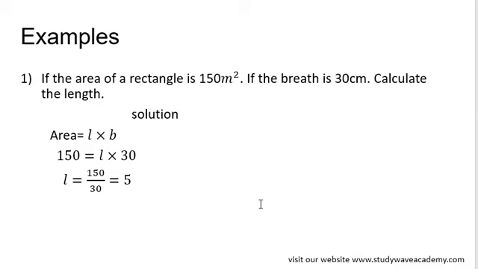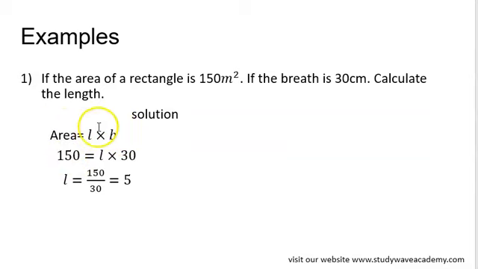We have other examples here. In this example, let's read. If the area of the rectangle is 150 meters squared, and the breadth is 30 centimeters, calculate the length. Here we have been given the area. This rectangle has the area. So now we have to calculate the length. Okay, so when we write out our formula, we have area equals length times breadth, also known as length times width.